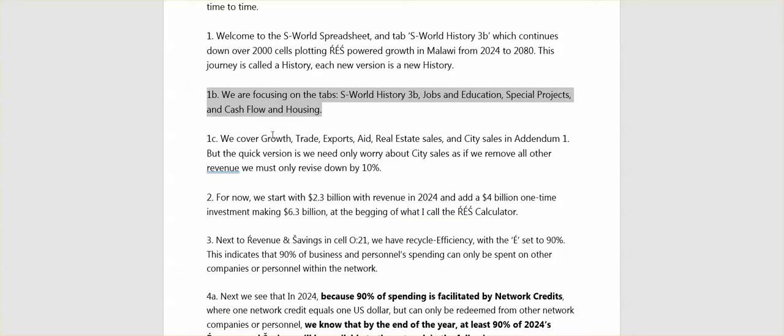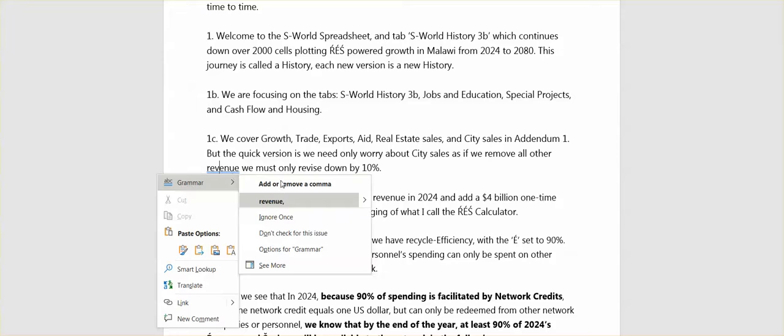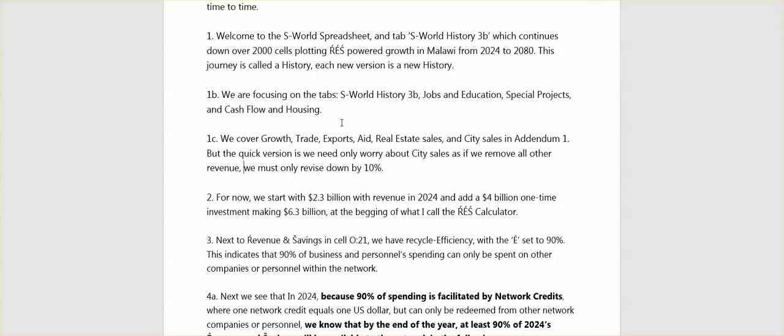We cover growth, trade, exports, aid, real estate sales, and city sales in Addendum 1. But the quick version is we need only worry about city sales, as if we remove all other revenue we must only revise down by 10%. For now, we start with 2.3 billion in revenue in 2024 and add a 4 billion one-time investment, making 6.3 billion at the beginning of what I call the REST calculator.